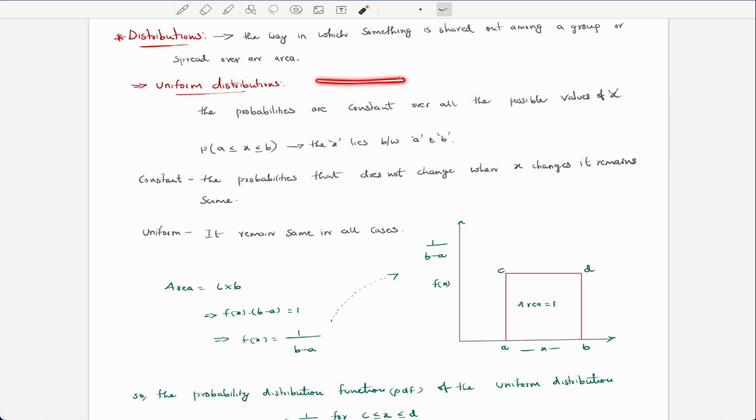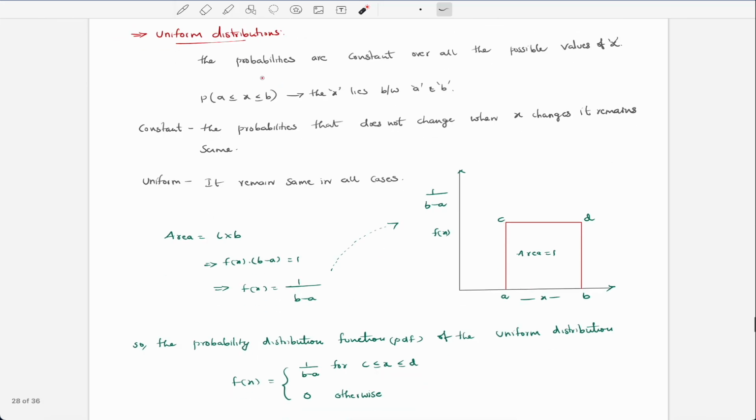Uniform means it is constant, it is not changing, over the possible values of x. So the probability that a is less than or equal to x, which is less than or equal to b, means x lies between a and b. It is not less than a or greater than b, it lies between a and b, right? We are saying constant. What do we mean by constant? It does not change when x changes. When x changes, it remains the same here, right?